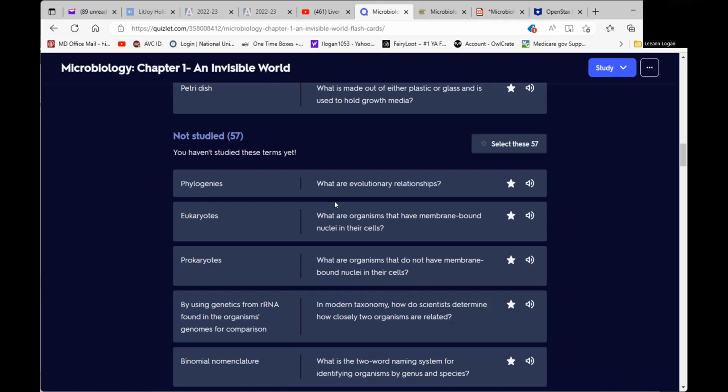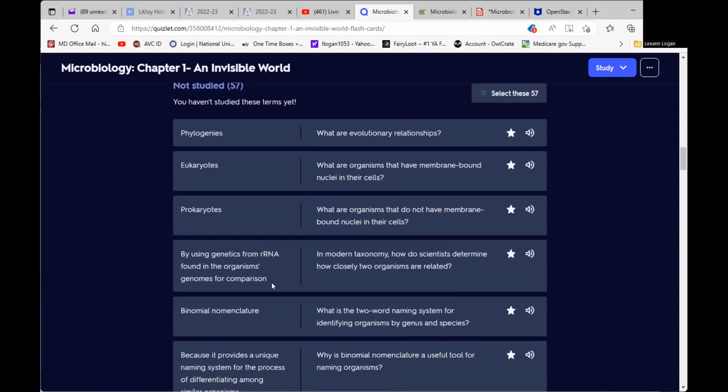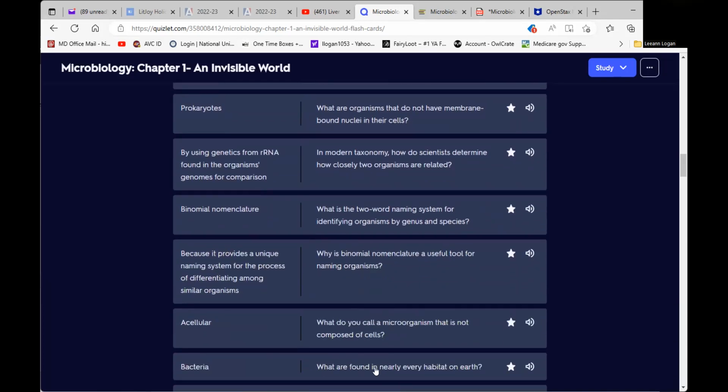In modern taxonomy, how do scientists determine how closely two organisms are related? That is done by genetics, comparing RNA found in the organisms' genomes. What is the two-word naming system for identifying microorganisms by genus and species? That would be binomial nomenclature. Why is binomial nomenclature a useful tool for naming organisms? Well, because it provides a unique naming system for differentiating among similar organisms.